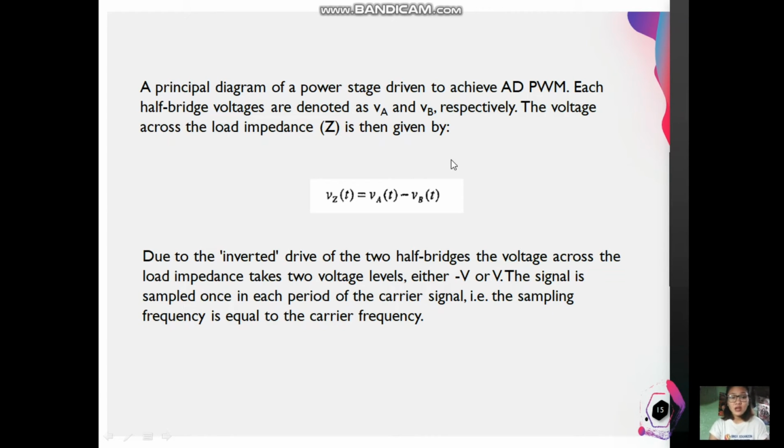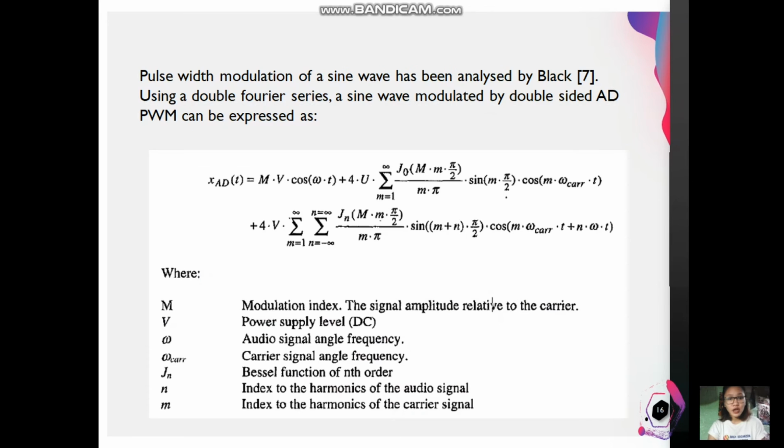Due to the inverted drive of the 2 half-bridges, the voltage across the load impedance takes 2 voltage levels, either positive or negative. The signal is sampled once in each period of the carrier signal, i.e. the sampling frequency is equal to the carrier frequency. So pulse width modulation of a sine wave has been analyzed by Black using a double Fourier series. A sine wave modulated by double-sided AD PWM can be expressed below. So we're not going to tackle them further.